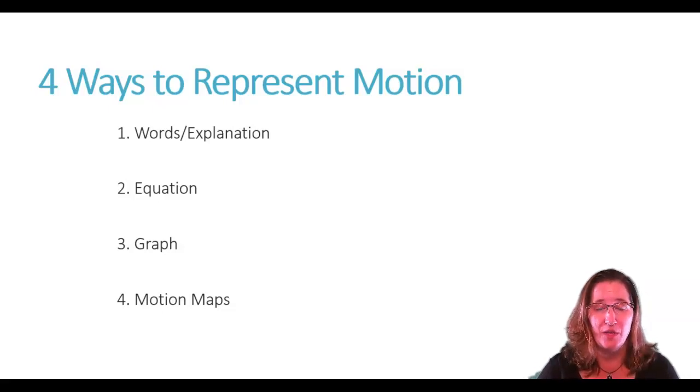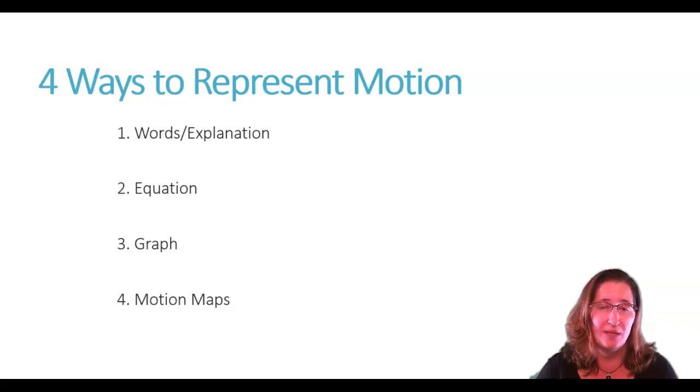The 4th one is something called motion maps. The easiest way to explain a motion map is when we did the buggy lab, and you guys dropped a penny every second or every 2 seconds. When you were done, you were left a path of pennies. The distance between those pennies and kind of the pattern that those pennies make can be used to describe motion, if those pennies are a certain distance apart, or if there's a changing distance as time goes on.